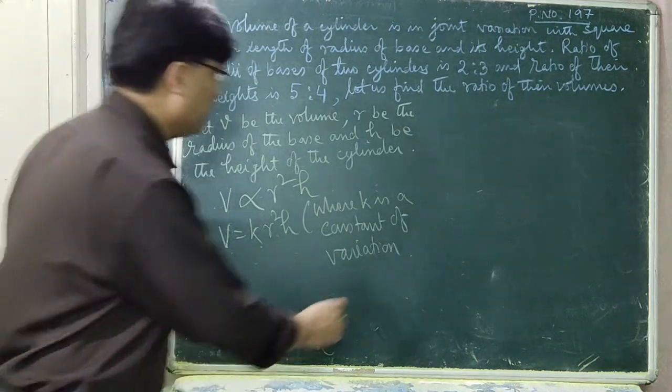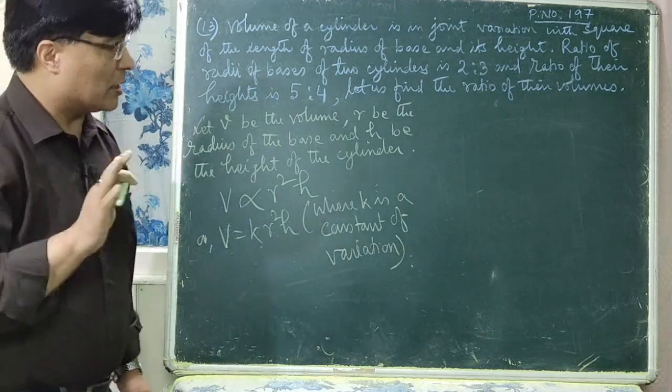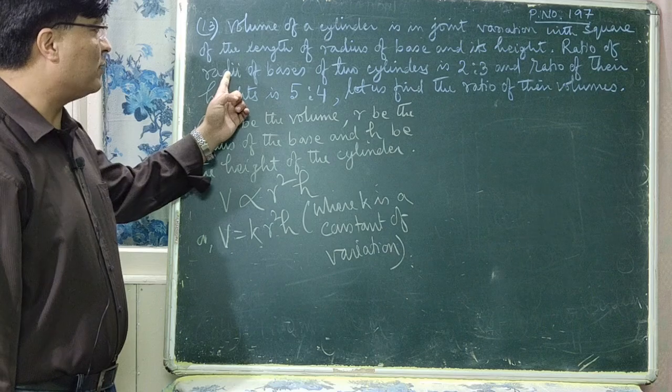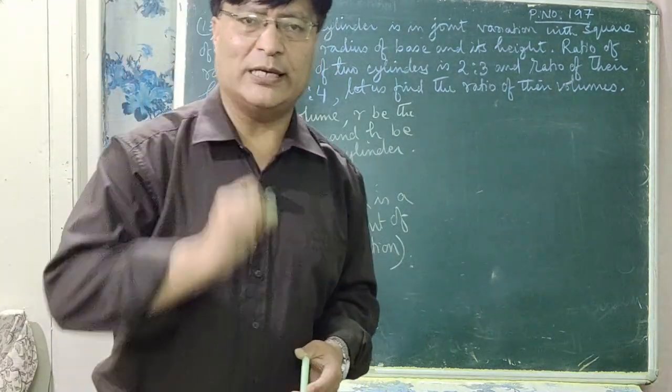Where K is a constant of variation. Is that clear to all of you? So now in the next part, what is given in the question? Ratio of the radii of the bases of two cylinders. Now you have to consider two cylinders.